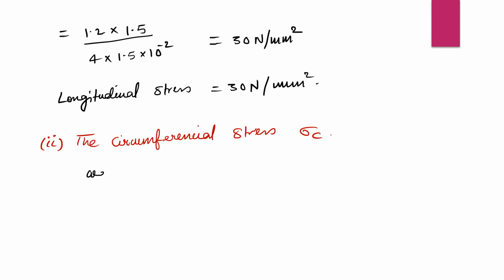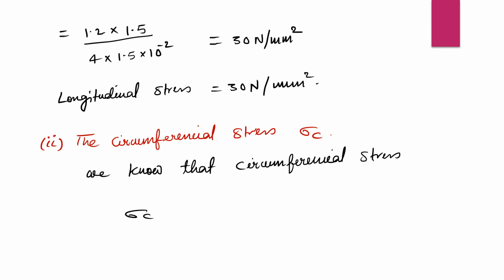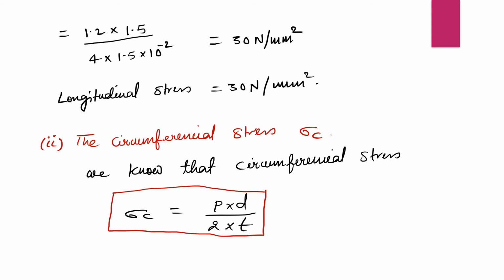So what is the formula for circumferential stress? We know that circumferential stress sigma c will be equal to, what is the formula? P into d divided by 2 into t. Understand, this is the formula for circumferential stress. Don't forget it. And what is the formula for longitudinal stress? P into d divided by 4t.